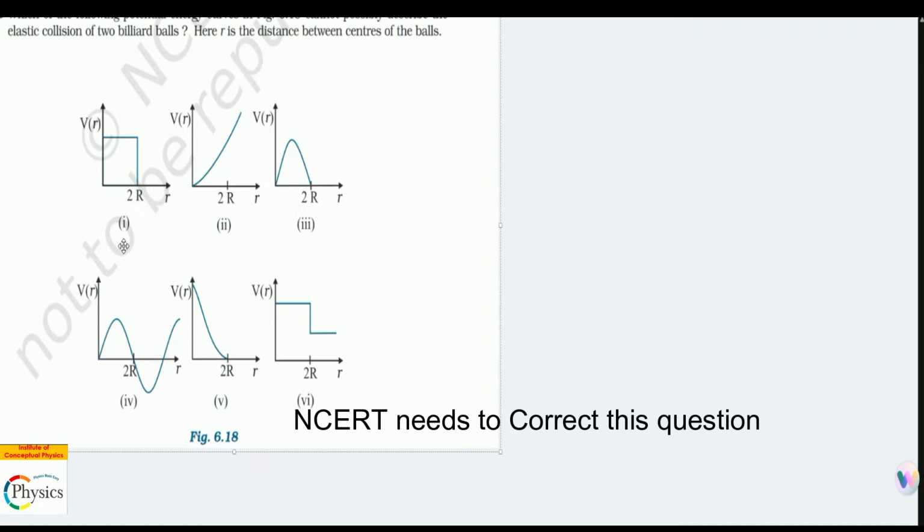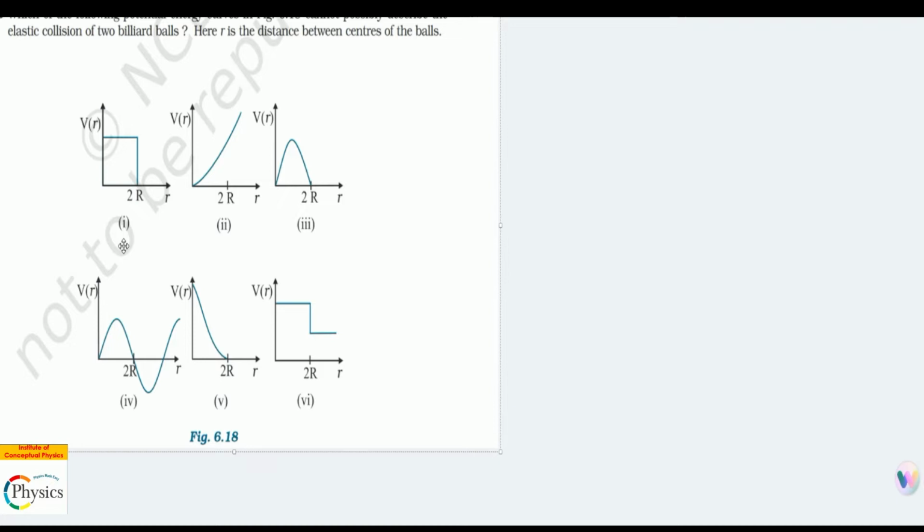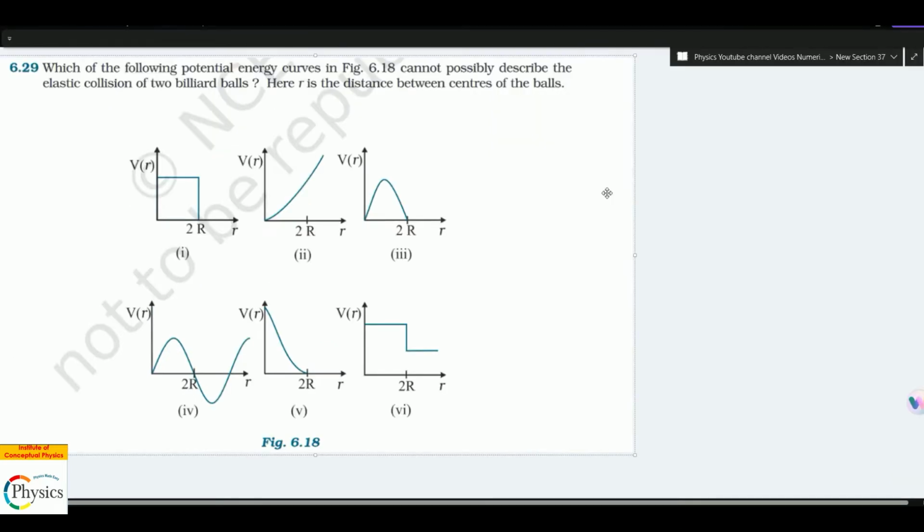I hope you can still see it, so let's get going on building the concept of this question. The first thing is to read the question very carefully, and I will tell you the discrepancies in the question and why NCERT should worry about the quality of this question. So let's look at the question.